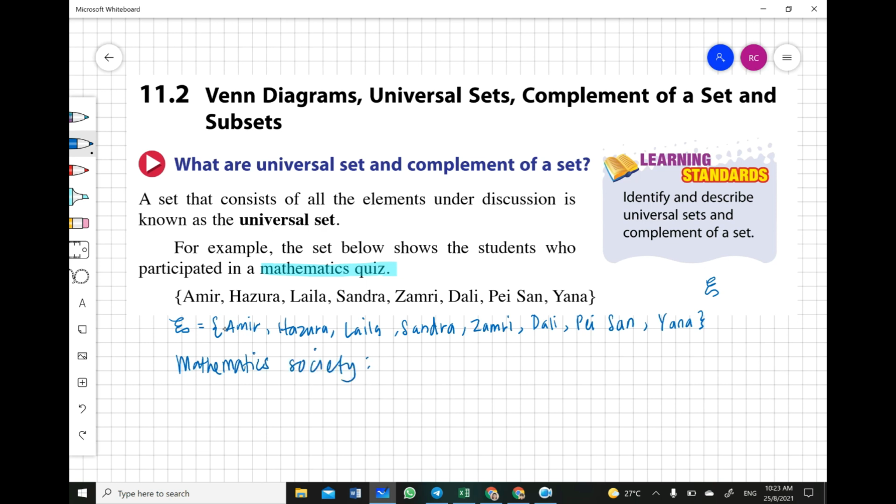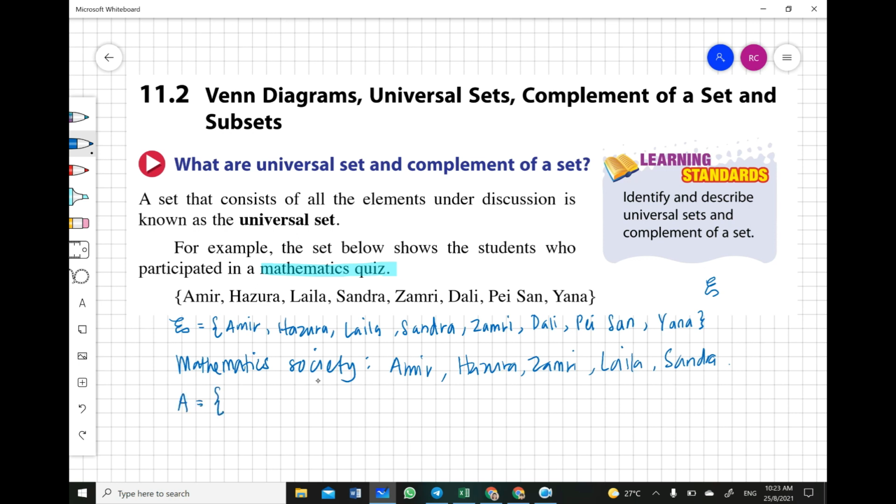So if these people are from the Mathematics Society: Amel, Hazura, Zamri, Laila, and Sandra. So if set A represents the members of the Mathematics Society, how am I going to write it down? I'm going to write A like this.